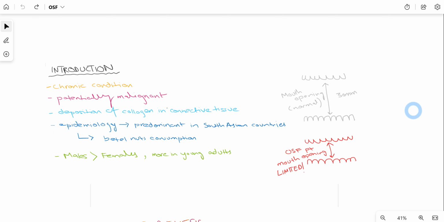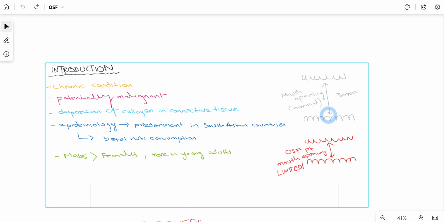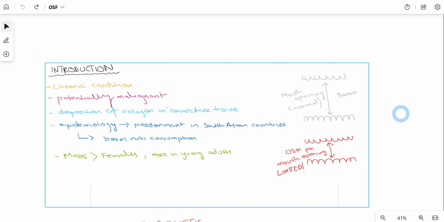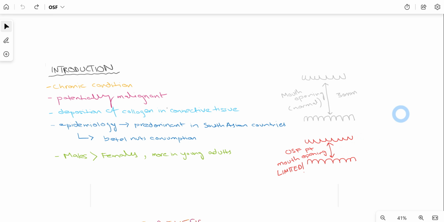Now, in normal individuals, if we measure mouth opening from the incisal edge of the upper teeth to the incisal edge of the lower teeth, normally it's about 30 mm, which is normal mouth opening. But in patients with OSF, because of excessive deposition of collagen, mouth opening gets limited, below the normal values. As you can see in this diagrammatic representation, if you compare this and this, the mouth opening is now limited.